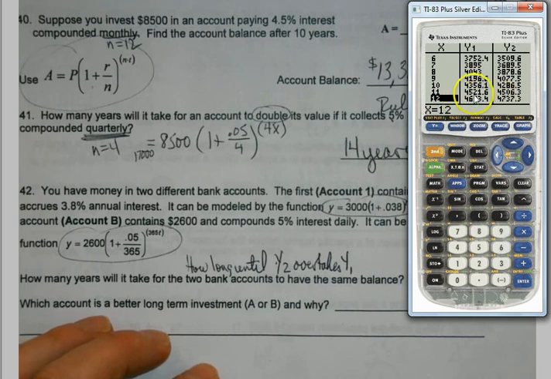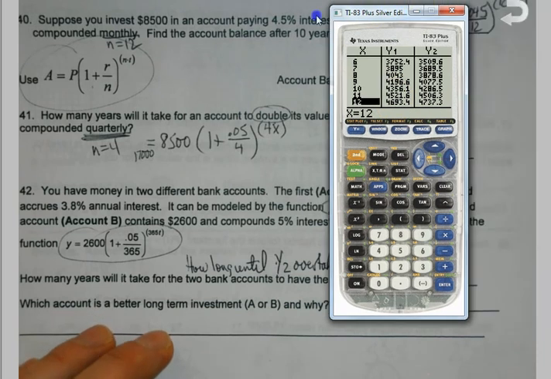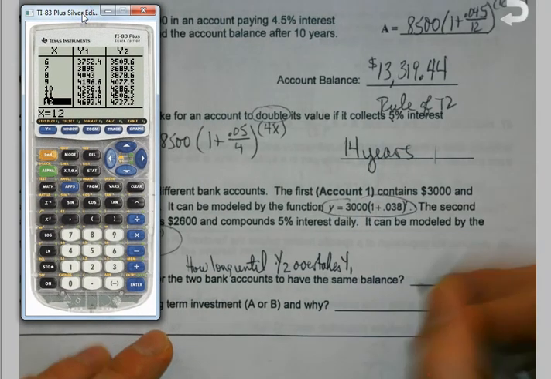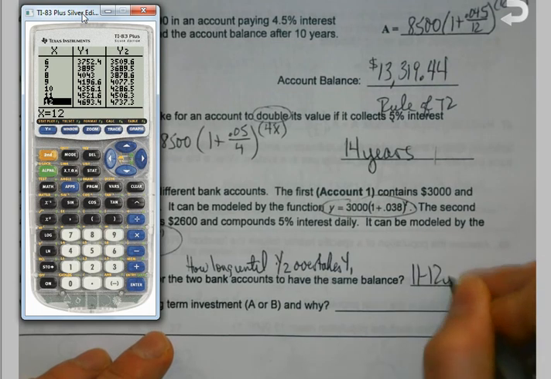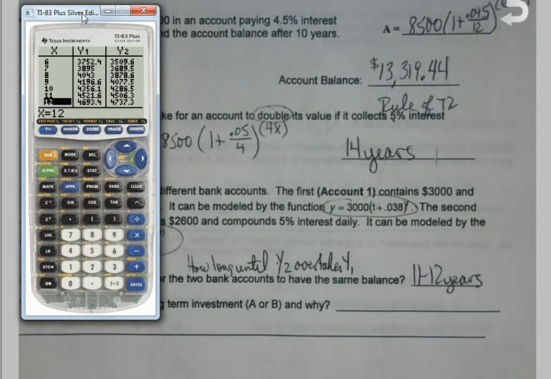Okay, when I get to year 12, notice year 11, column 1's still bigger. Year 12, now this one's bigger. So, we swing this over here. About 11 to 12 years. Or again, if you want to say 12, that's fine. Okay, that's where that spot's going to come, somewhere in there.